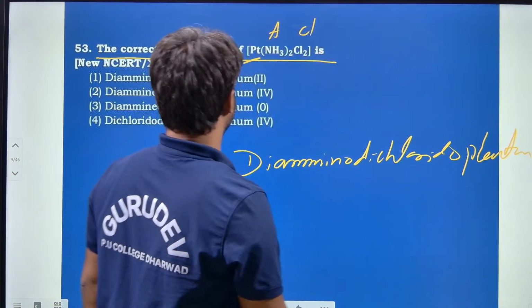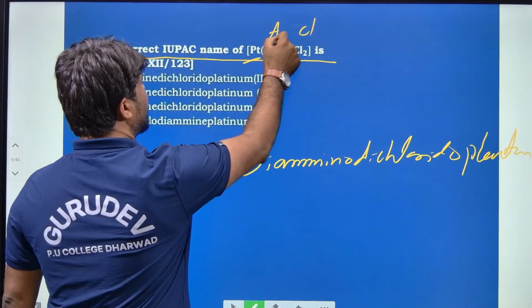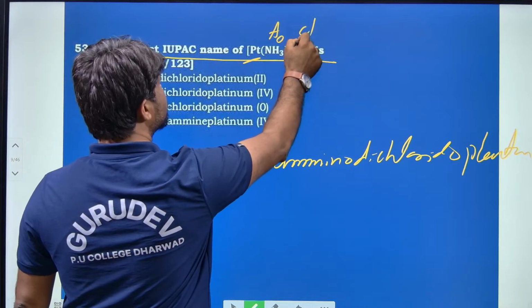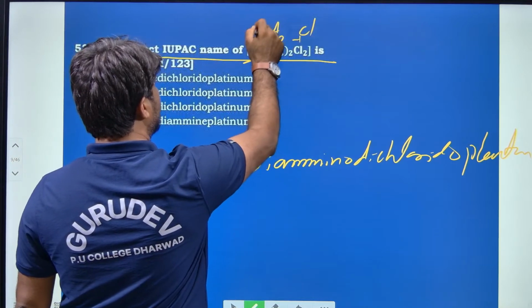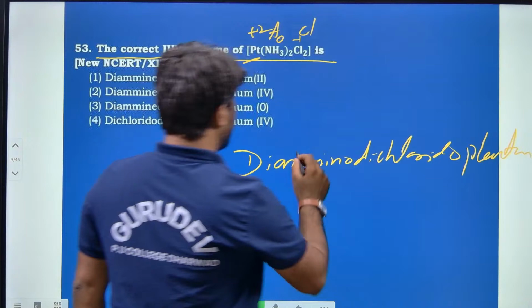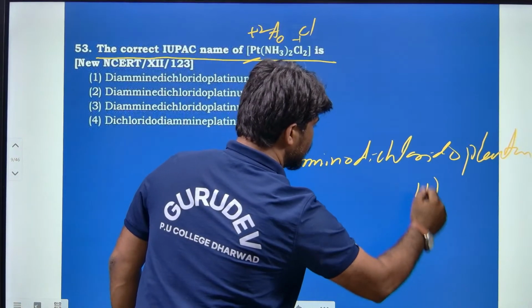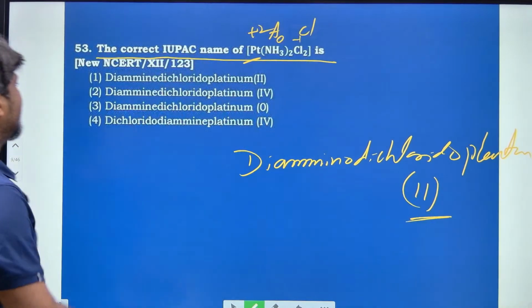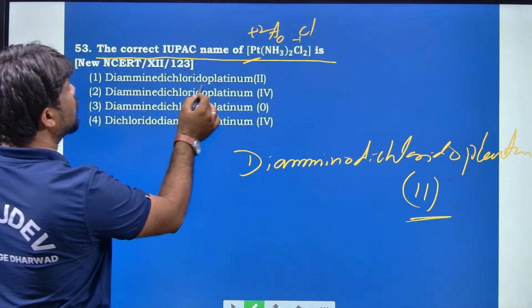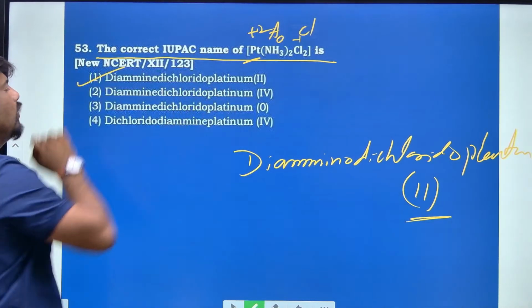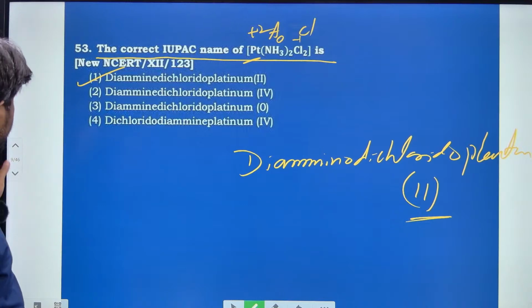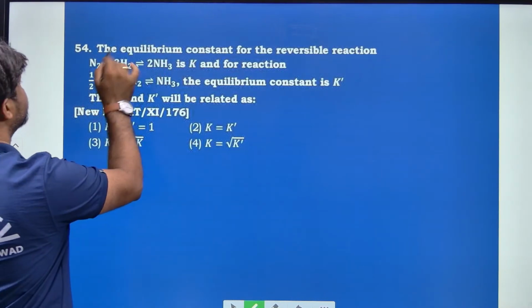Here the oxidation state of the platinum: ammonia is having 0 and Cl is -1, 2 into -1 is -2, then it becomes +2. Then I can say platinum(II) in bracket. So which is the right answer here? Diamminedichloridoplatinum(II). Option 1 is the right answer for the question here. Go to the next problem then.